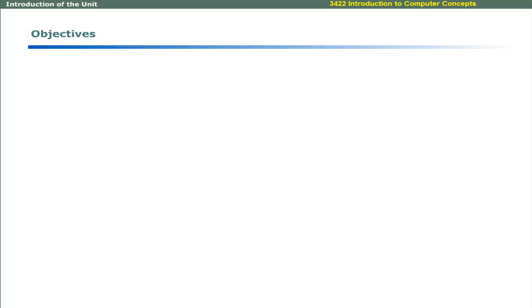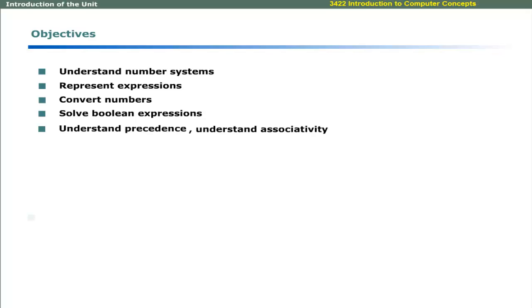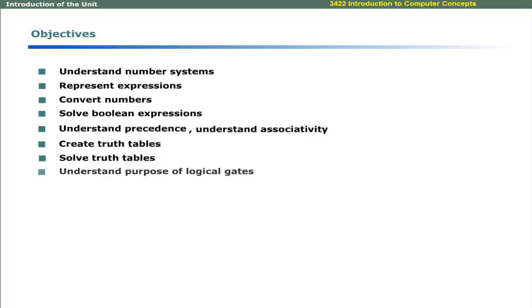Dear learners, after completing this unit, you should be able to understand number systems, represent numeric and alphanumeric expressions in number systems, convert a whole and fractional number from one number system to another number system, solve Boolean expressions, understand precedence and associativity of logical operators, create truth tables, solve and interpret truth tables, and understand the purpose of logical gates.